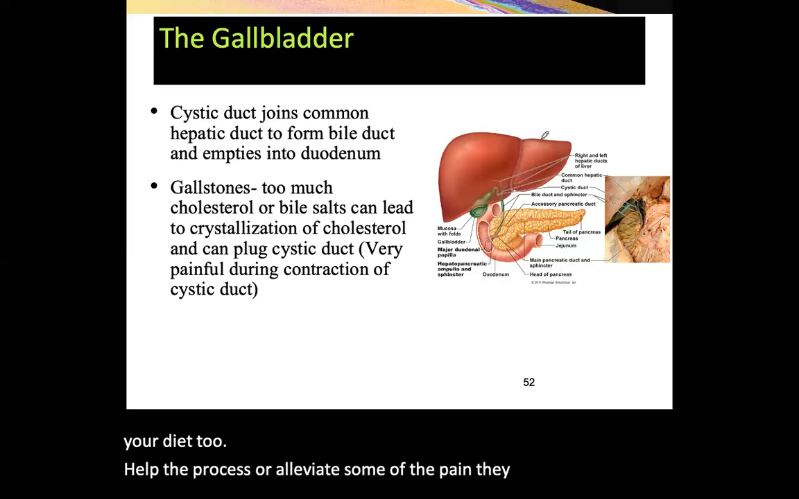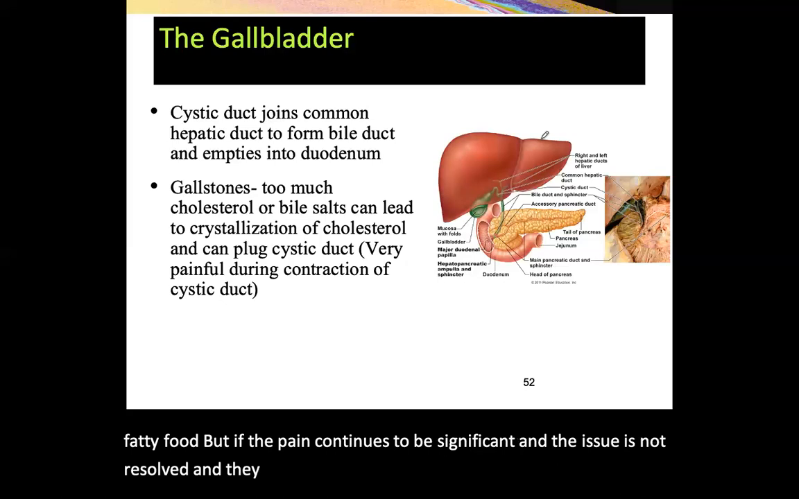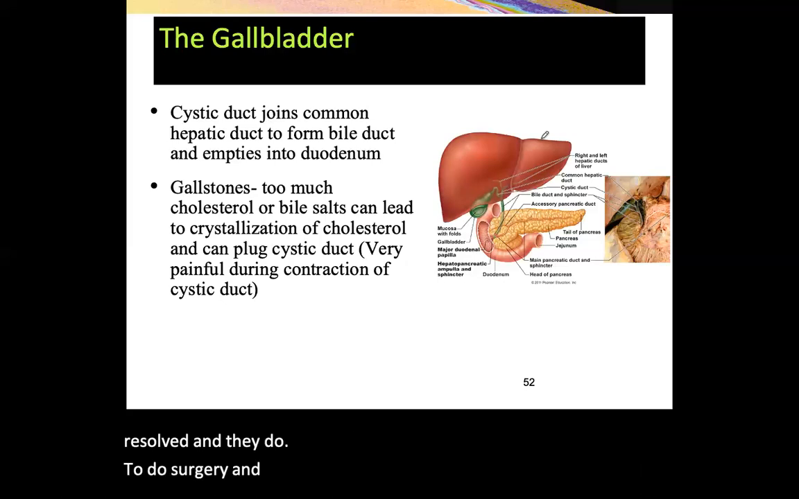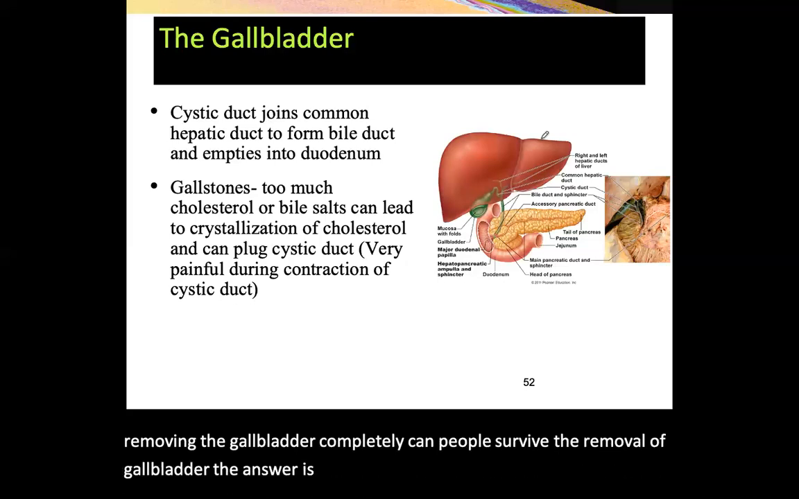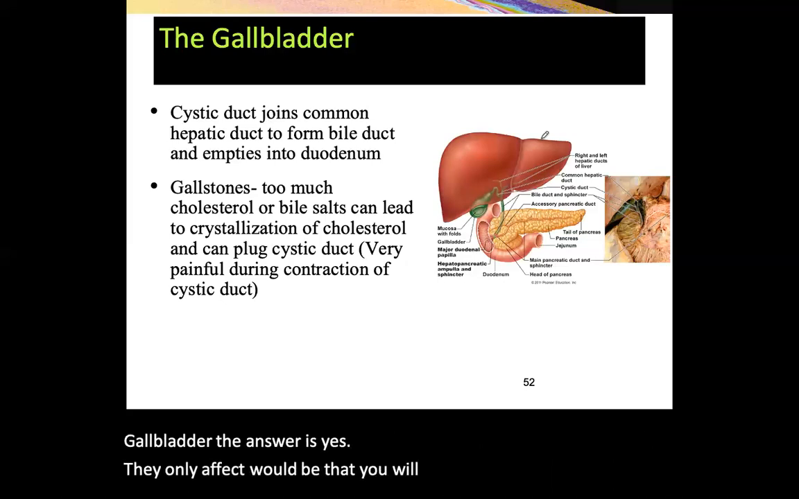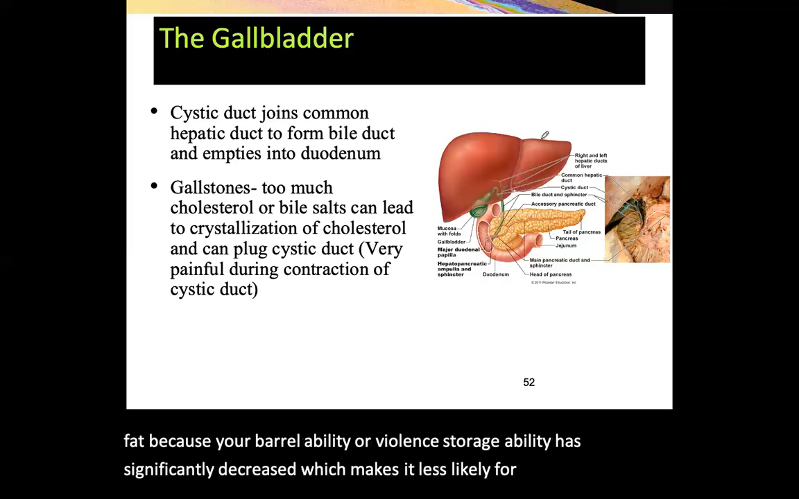They do tell you to avoid fatty food, but if the pain continues to be significant and the issue is not resolved, then they do need to do surgery. And during this surgery, they do remove the gallstones by removing the gallbladder completely. Can people survive the removal of the gallbladder? The answer is yes. The only effect would be that you will not be able to consume as much fat, because your bile storage ability has significantly decreased, which makes it less likely for you to effectively break down fat.